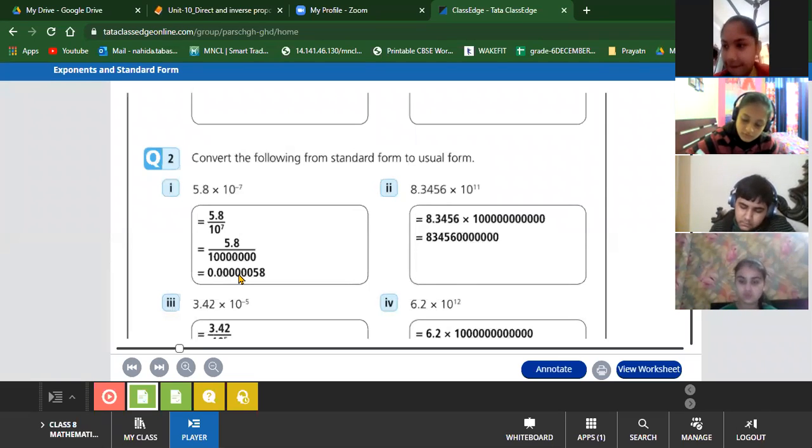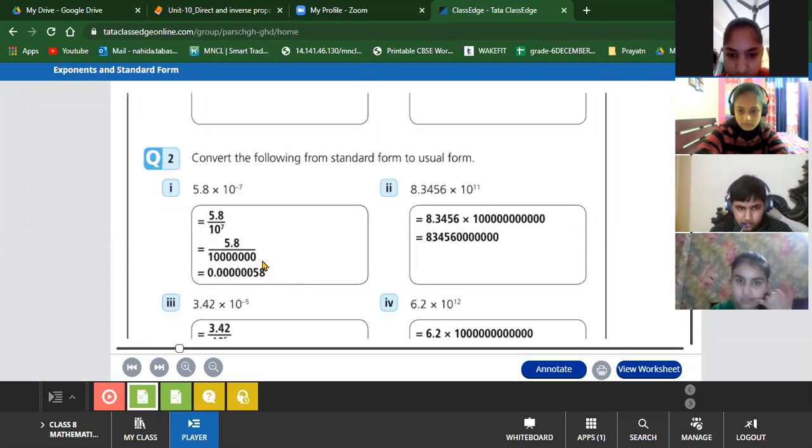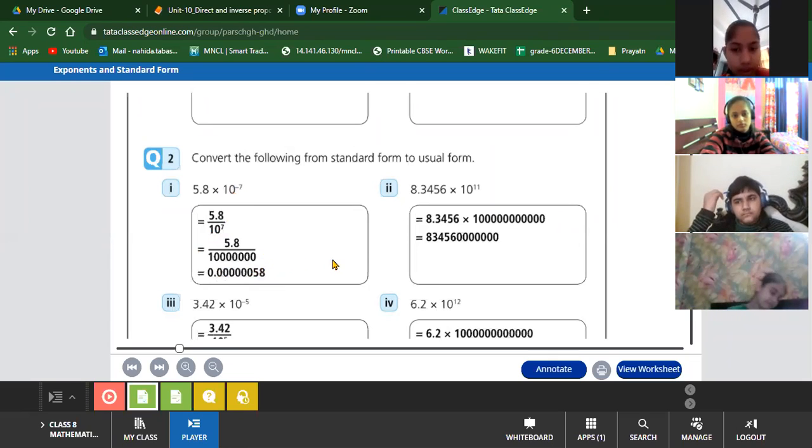Ma'am, I have skipped the step of the fraction. So ma'am, it is correct. If you have made the correct number, the answer would be correct. But yes, I would suggest to go through the step because the power is negative. So you should first convert it into positive power, then you can apply the calculation. So it is suggested to go with this fractional part also.